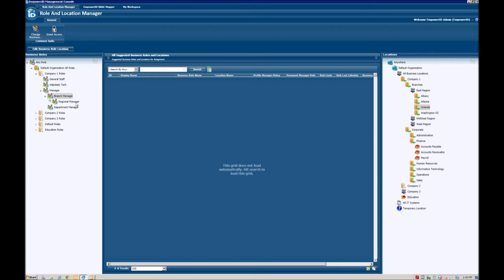But then if I'm a regional manager, I will get any of the assignments that a branch manager has, for access to their people. And I can also provide additional assignments because I'm a regional manager in a particular region. So it's just a way that we can leverage some of that inheritance, even at the role side, to do that.